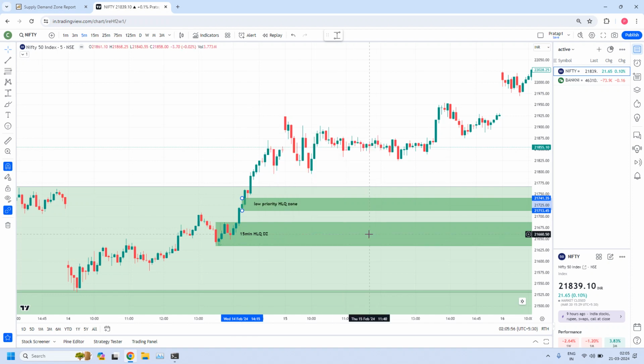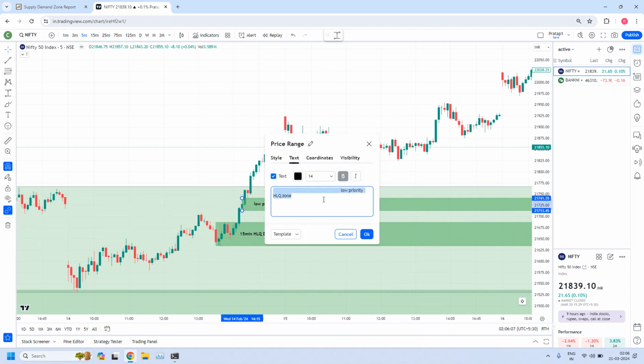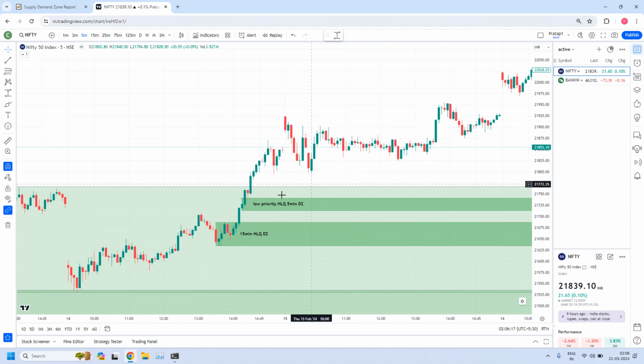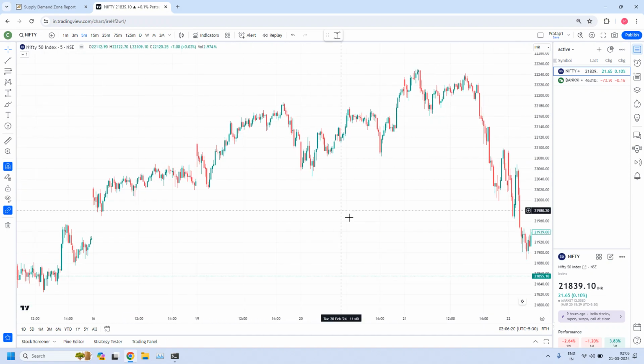And this low priority high liquidity zone held the prices. It did not allow the price to reach this 15 minutes high liquidity zone. And which time frame is it? 5 minutes. This is the reason behind that entire move.